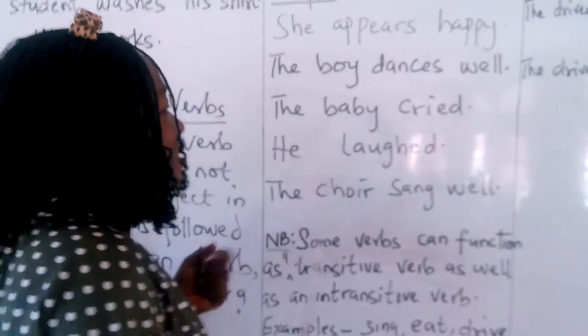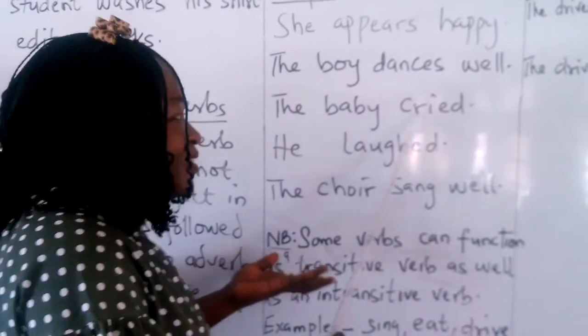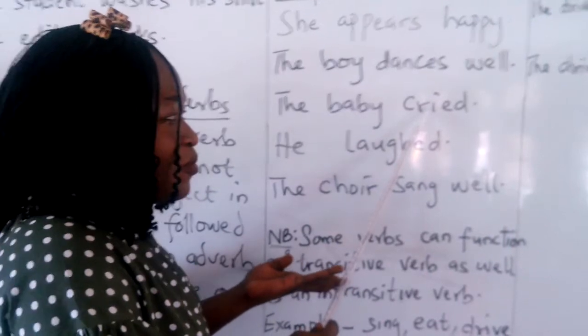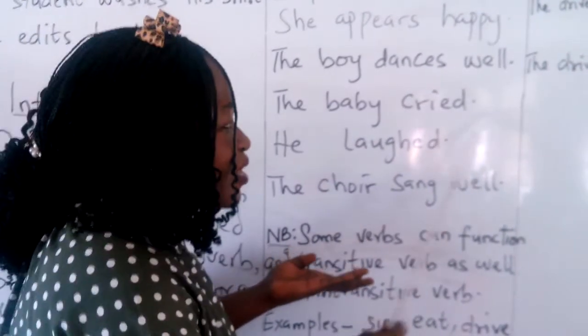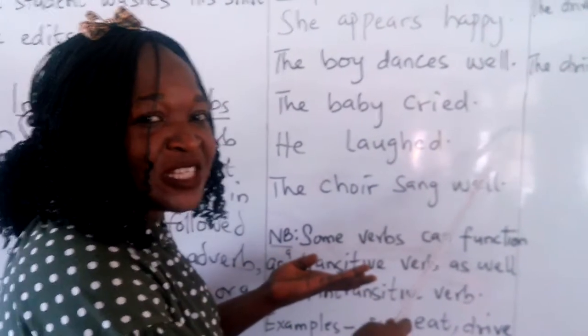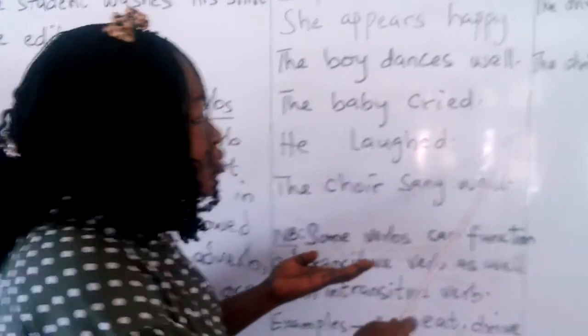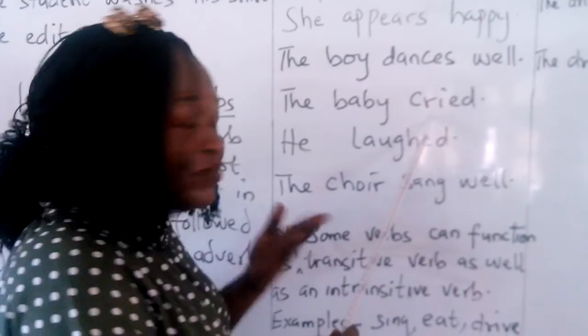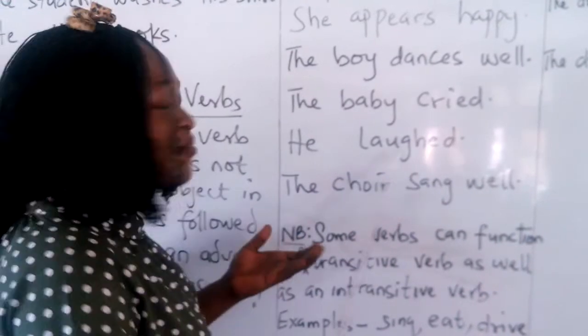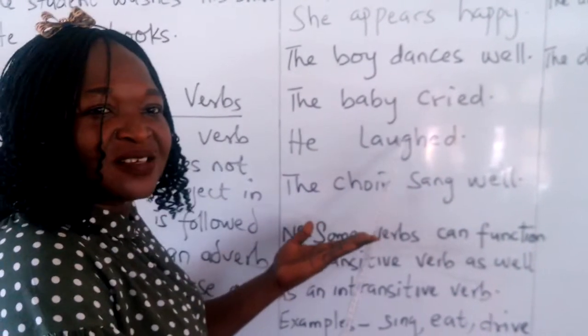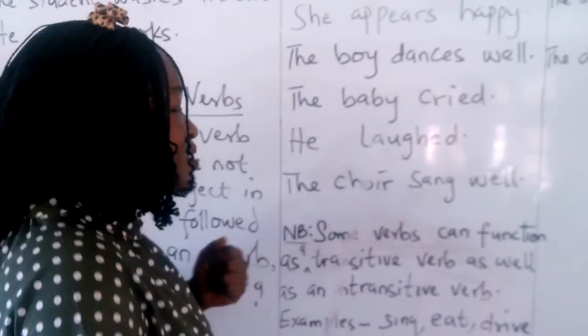Okay? The baby cried. This is an intransitive verb. Of course, there is no complement here. There is no adjective, there is no object, nothing at all here, right? So this is an intransitive verb. He laughed. Laugh is also an intransitive verb.